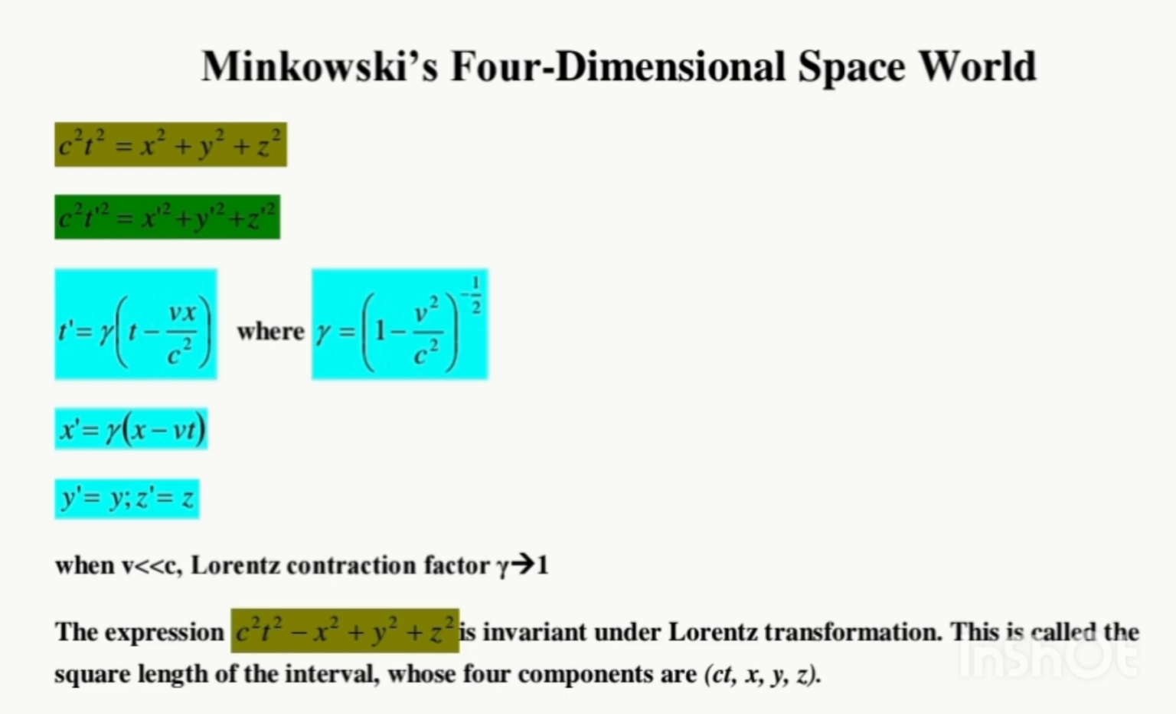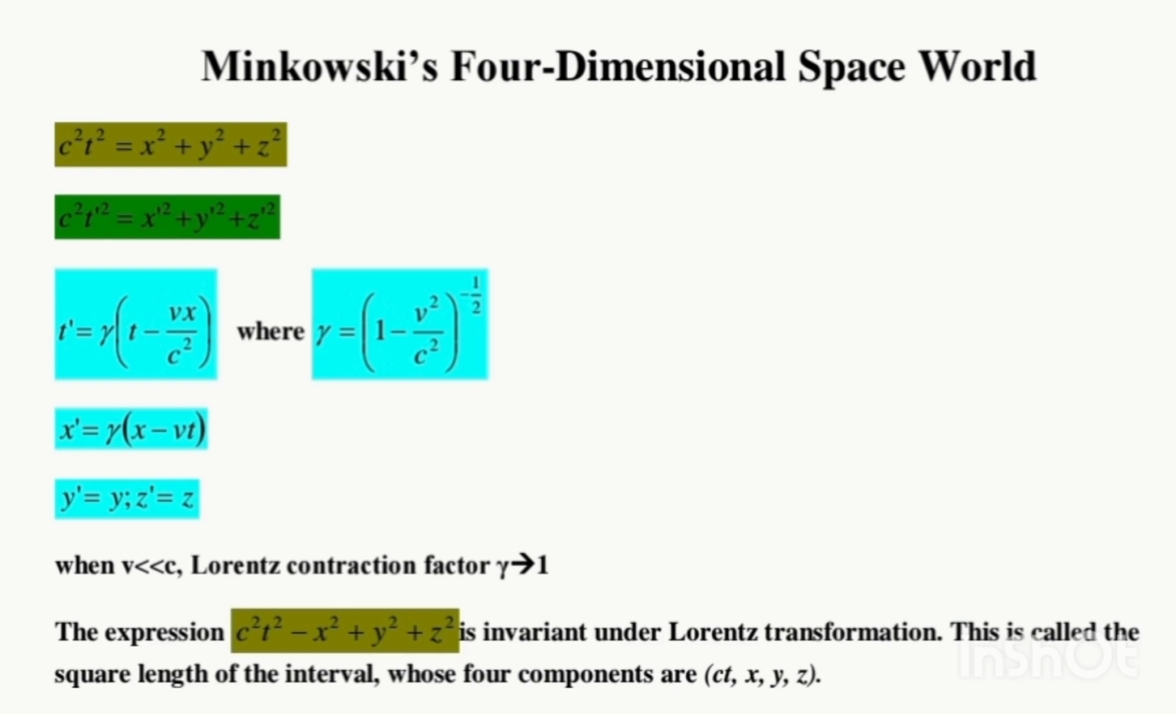These two conflicting descriptions of the same physical phenomenon can be reconciled if we adopt the following linear transformations. t prime equals gamma times (t minus vx over c square), x prime equals gamma times (x minus vt), y prime equals y, z prime equals z, where gamma equals (1 minus v square by c square) to the power minus half.